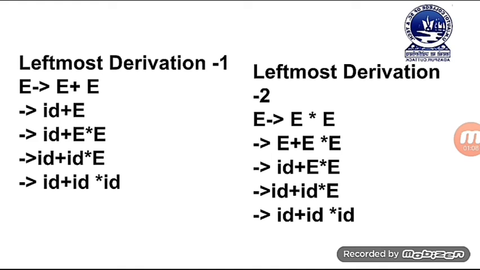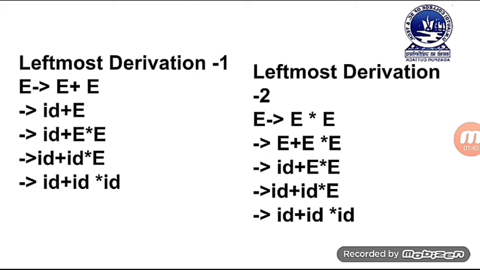The first rule is E implies E plus E. Then I have replaced E with ID, so now I got ID plus E. Then I replaced E with the E into E production rule, so I got ID plus E into E. Then at the next step I replaced E with ID, so I got ID plus ID into E. And finally I replaced the last E with ID and I got the output ID plus ID into ID.